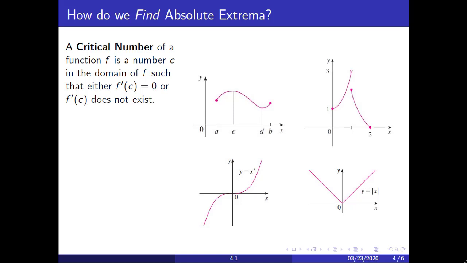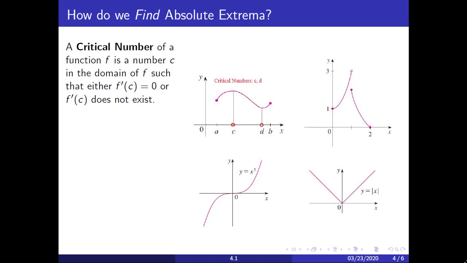Let's look at some of the graphs we've already seen, as well as some new graphs, and try to figure out why. Looking at the first graph in the top left corner, notice that c and d, the locations of the maximum and minimum, respectively, are both critical numbers. The graph has horizontal tangents there, so f prime of c and f prime of d are both 0. Notice that in addition to being absolute extrema, these are both local extrema as well, tops of hills and bottoms of valleys.